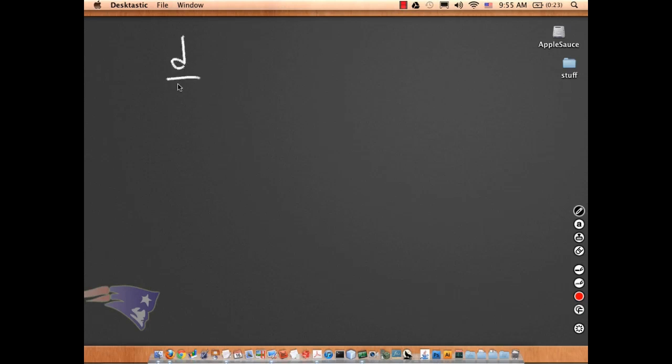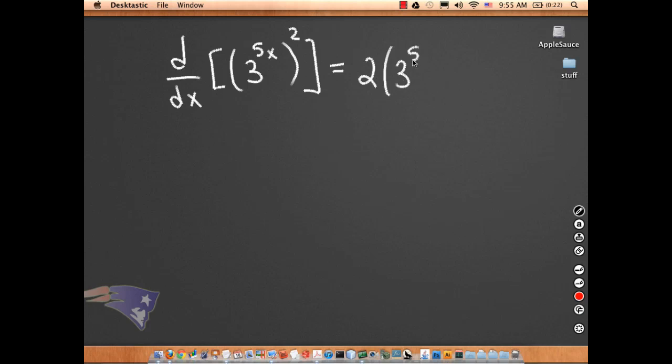The power rule still applies. Still have to use the power rule. What is the derivative of 3 to the 5x, squared? Okay. What is the outer function here? It's the square. So the power rule has to come first. So this becomes 2 times 3 to the 5x to the 1, now times the derivative of 3 to the 5x. What's the derivative of 3 to the 5x? Well, it's 3 to the 5x times natural log 3 times the derivative of 5x, which is 5.